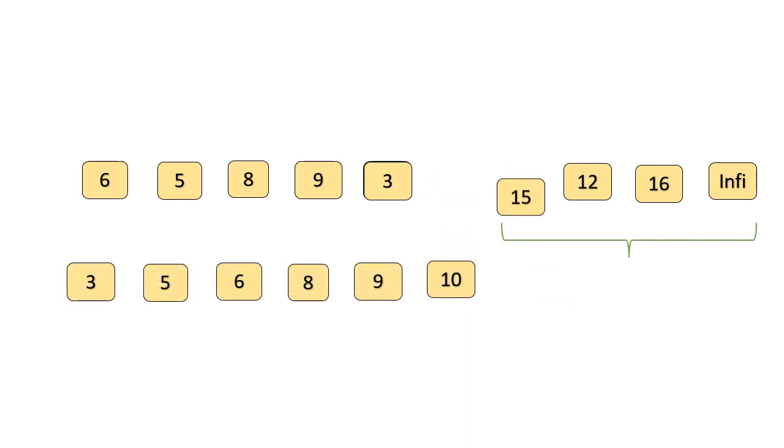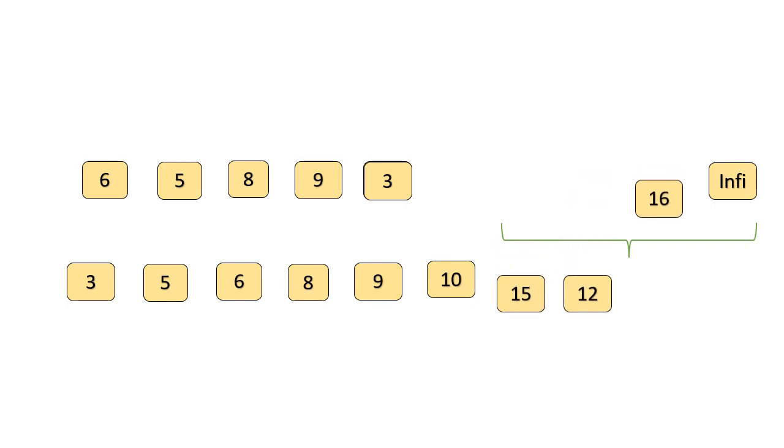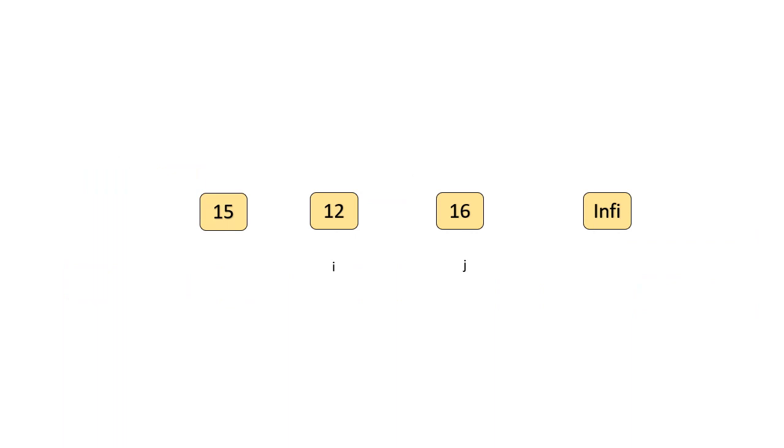We have 15, 12, 16 and infinity. These are the sorted elements. These are the unsorted elements on the right hand side of the pivot element. Let us take these elements alone. For these elements, we are taking 15 as the pivot element.